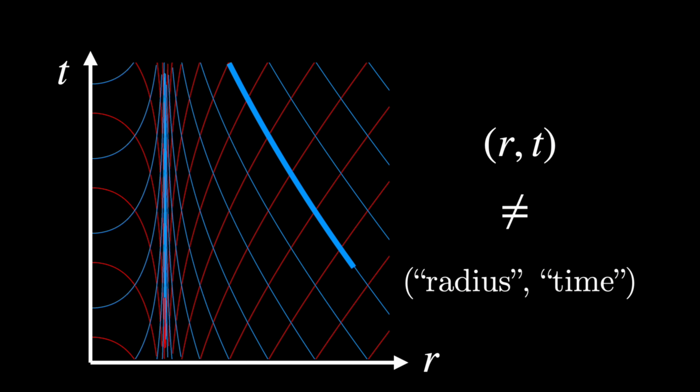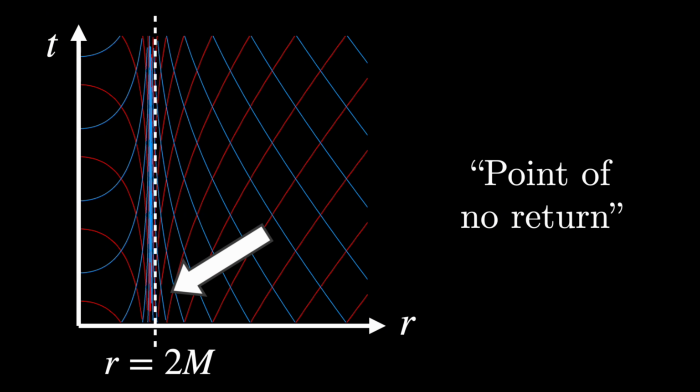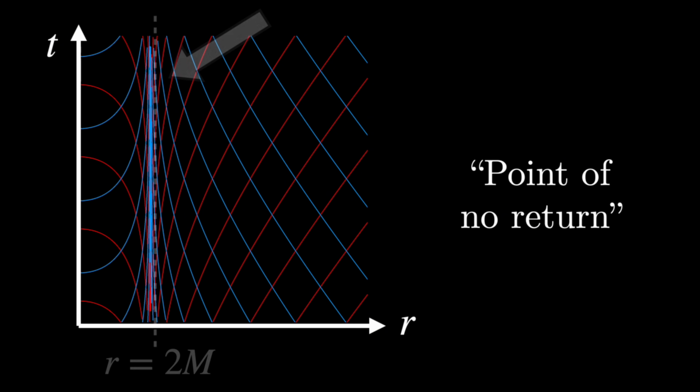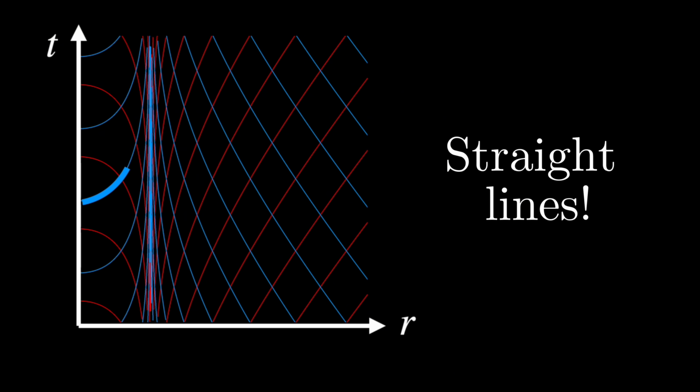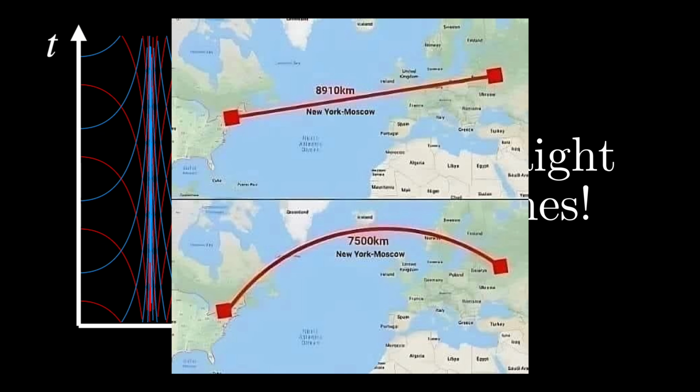And to make matters worse, curves like these ones, representing light rays entering and leaving the black hole's so-called point of no return at this coordinate r equals 2m, are actually straight lines that simply appear curved due to our choice of chart. It's just like looking at flight paths on maps of the Earth, which often look curved, but they're actually straight in the sense of the Earth's geometry.